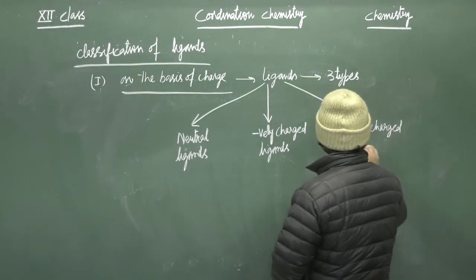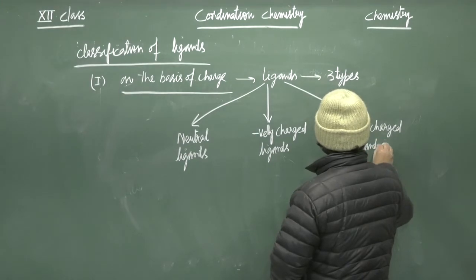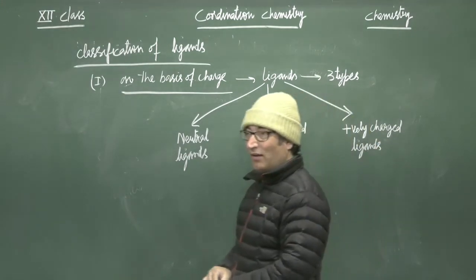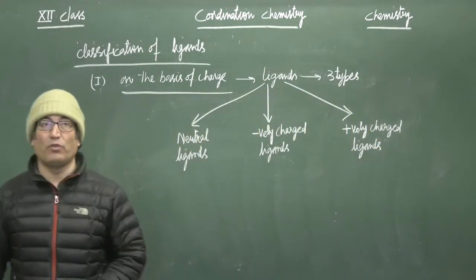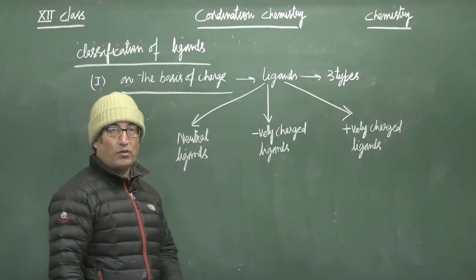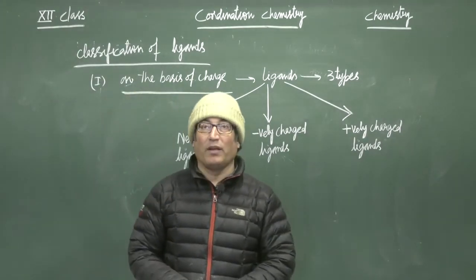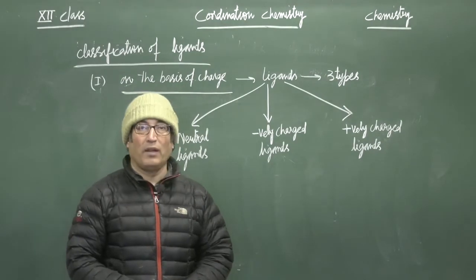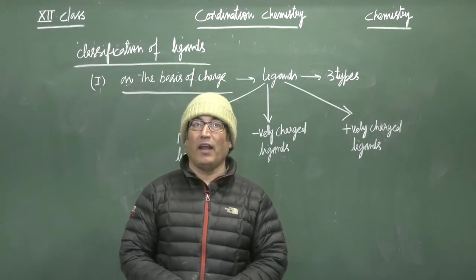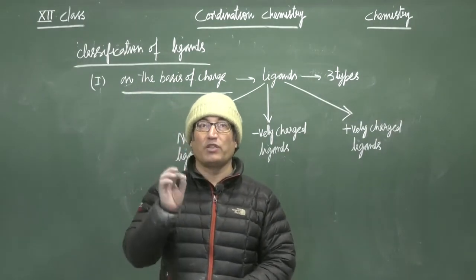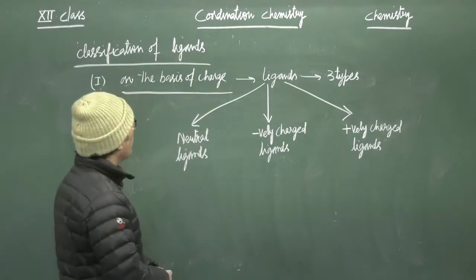The ligands which carry a net positive charge are very rare. I gave you 3 examples: the nitrosonium ion, NO+, the nitronium ion, NO2+, and the hydrazinium ion, which is N2H5 with a net charge of +1. So that is also one classification.